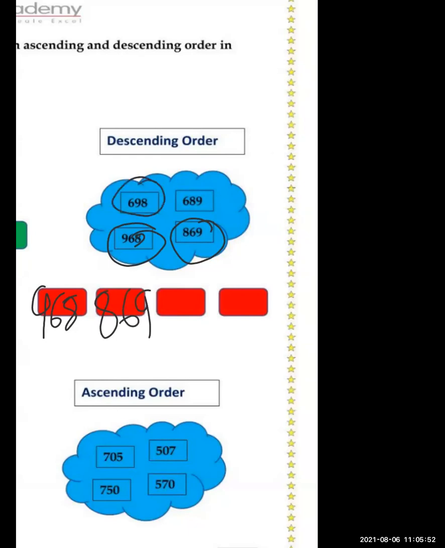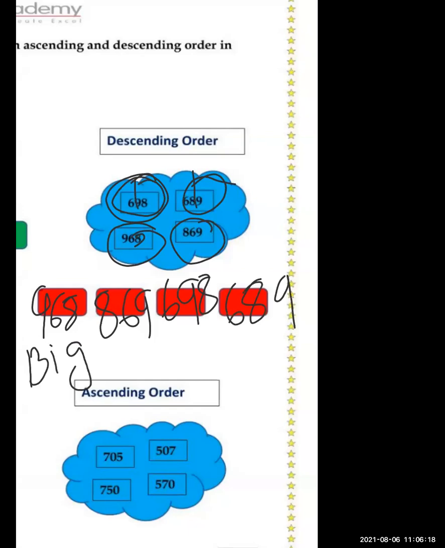Here also 600. Here also 600. So we can find out the tens place. Here the 9 is the tens place. Here the 8 is the tens place. So 9 is the tens place number, it's bigger than the 8 in the tens place. So here we can write it 698 and the last number is 689. So here we can start from the big number and end towards the small number.